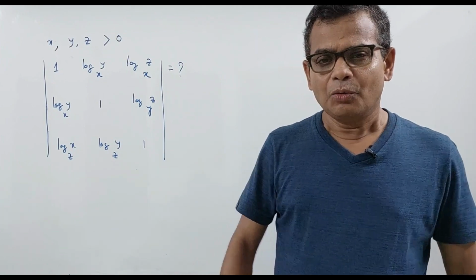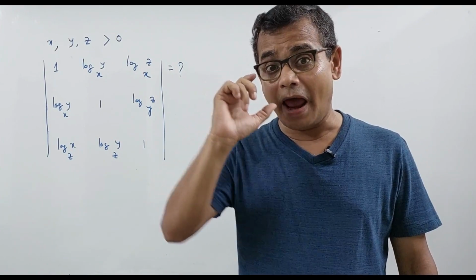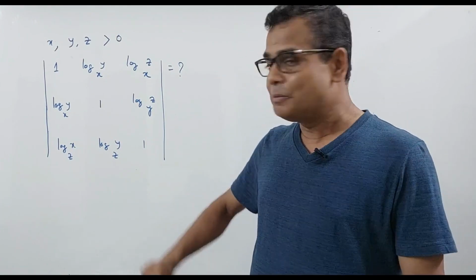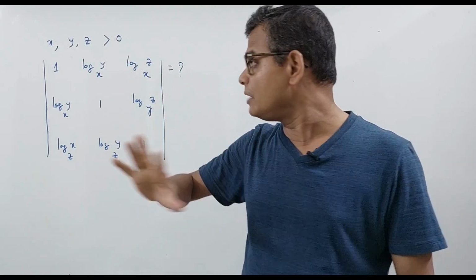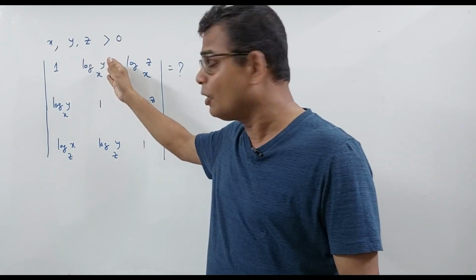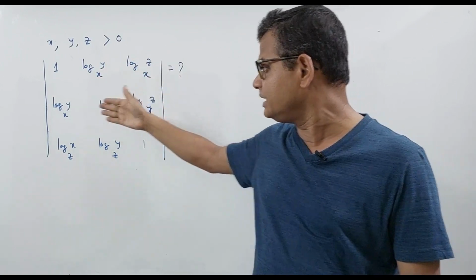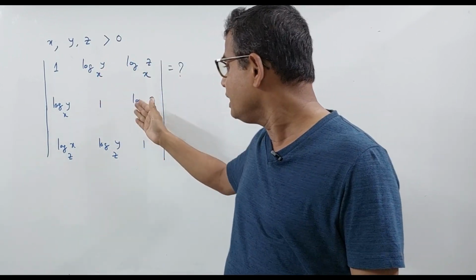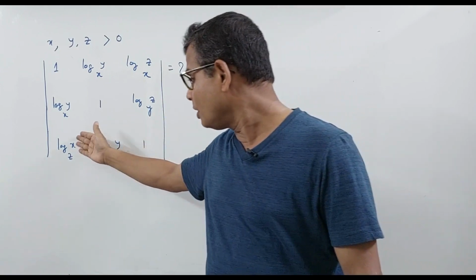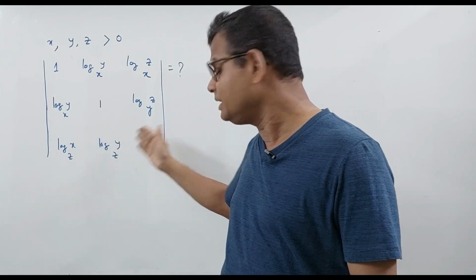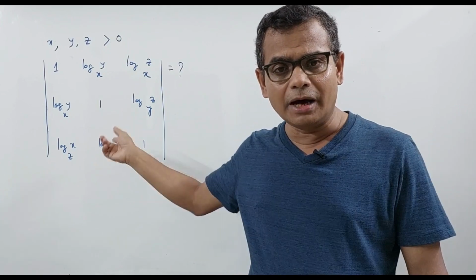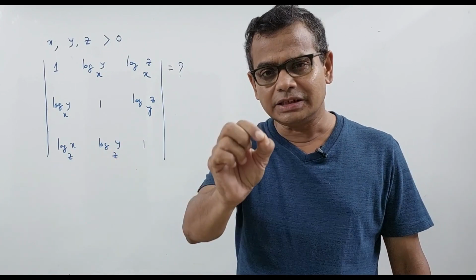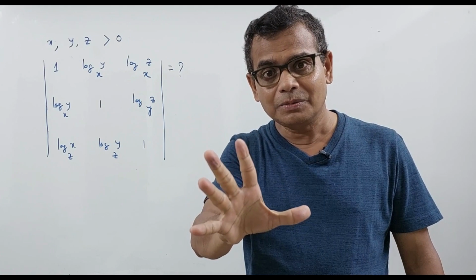Hello students, one more interesting and amazing sum. x, y, z greater than 0, you have to find the value of this determinant: 1, log of y base x, log of z base x; log of x base y, 1, log of z base y; log of x base z, log of y base z and 1. Can you solve this sum in just half a second?